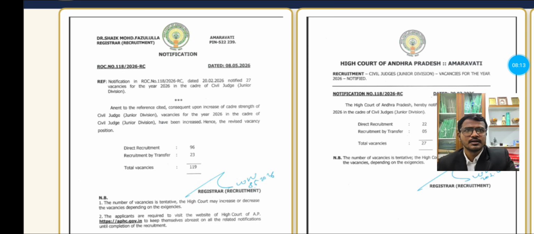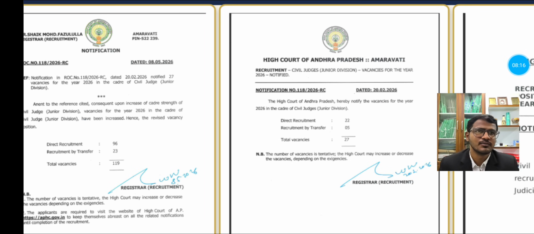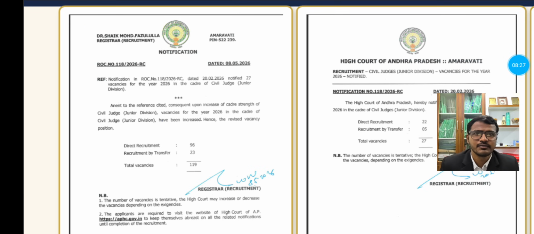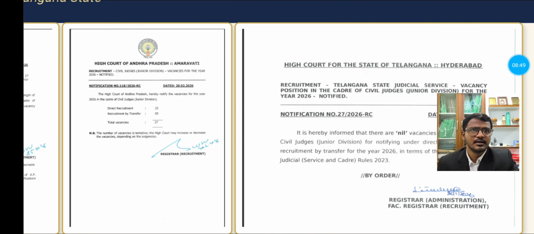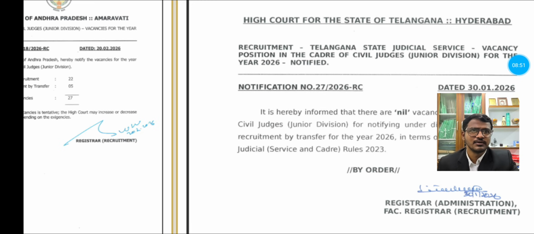But earlier to this, another notification was issued in the month of February, which was revised later on, which is 8/5/26. Earlier, total vacancies were 27. So under the present notification we have 119 vacancies, and it is a good opportunity for lawyers who have 3 years of practice. And there are certain exemptions to this notification of 2025, and it may be carried out in 2026 as well.